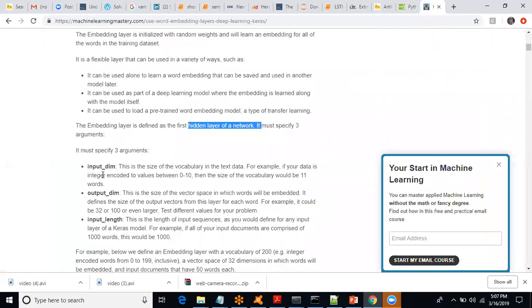The input is on the right side, and the output is the embedding. This is the size of the vector in which the words will be embedded. Understood? Input dimension is like a pandas data frame, the number of columns. You can check out bag of words or word to vectors.